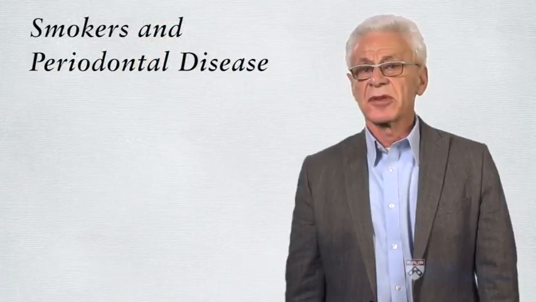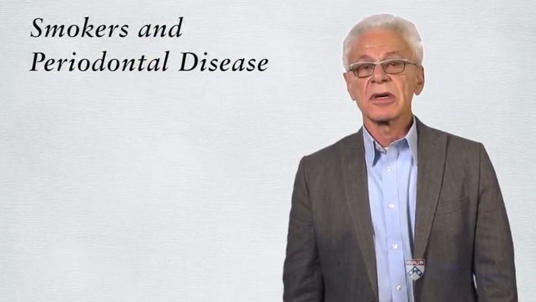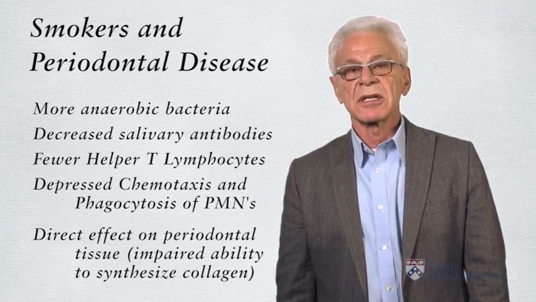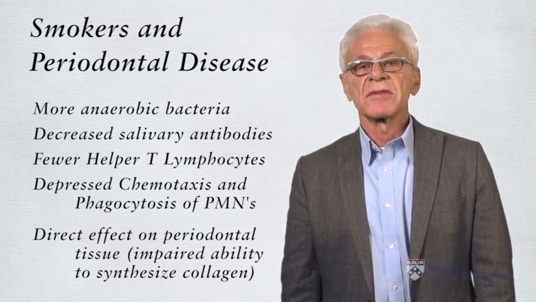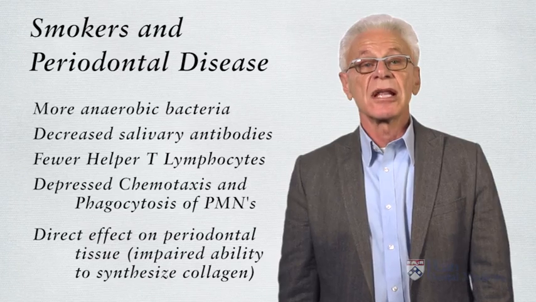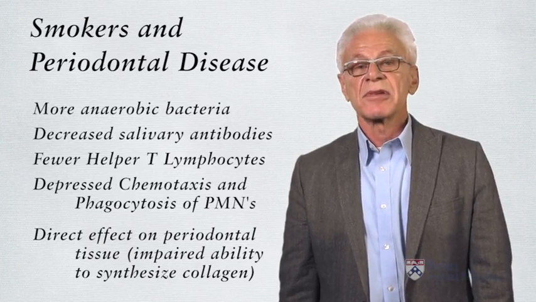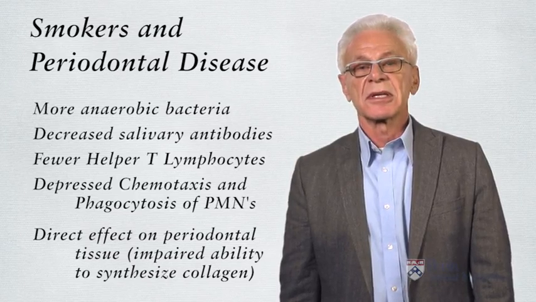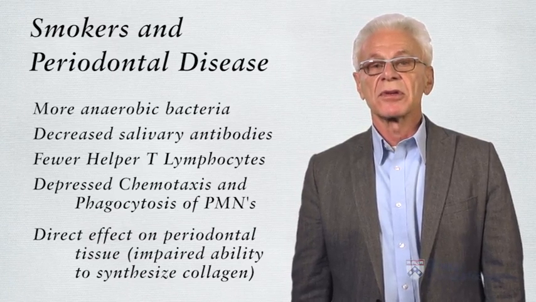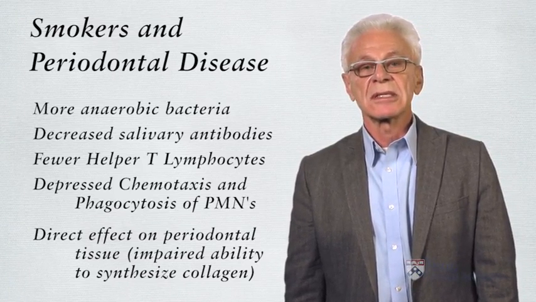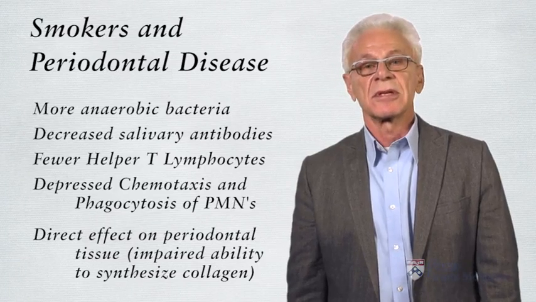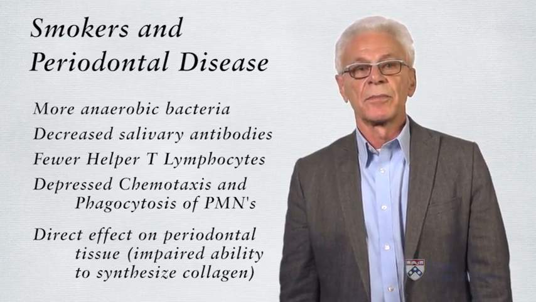What are the mechanisms of tobacco smoking? Well, periodontal pockets of smokers have more anaerobic bacteria, which are the more pathogenic bacteria. They have a decreased amount of salivary antibodies, such as IgA and IgG. They have fewer helper T lymphocytes, depressed chemotaxis and phagocytosis of polymorphonuclear leukocytes, and exert a direct effect on periodontal tissue attachment to fibroblasts, therefore impaired ability to synthesize collagen and hence impaired ability to heal.